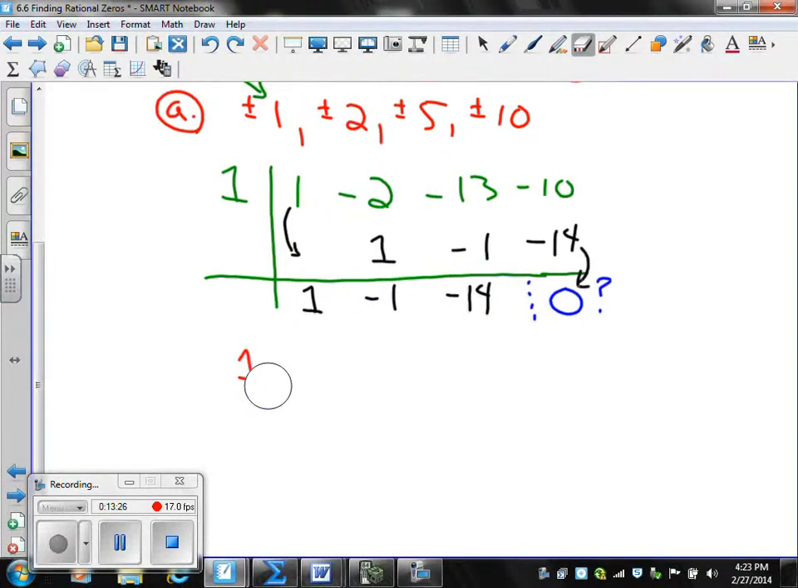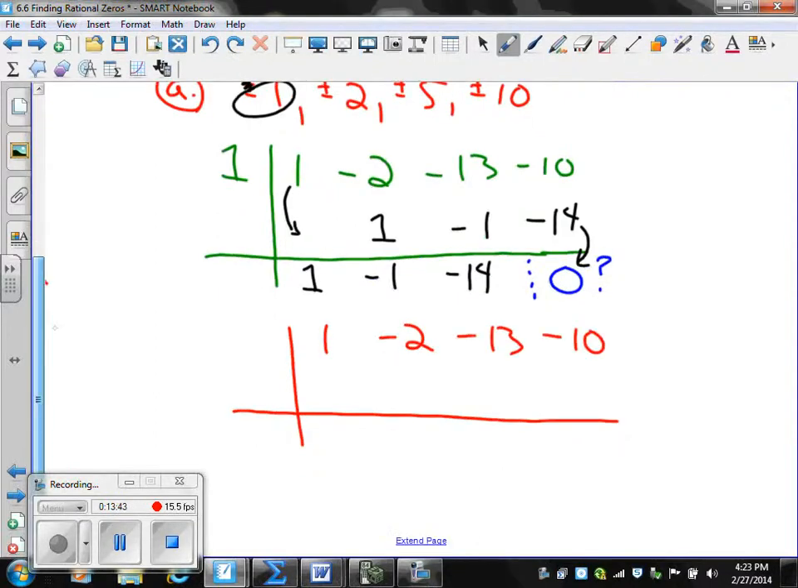Okay, so it looks like 1 is not going to be a 0 of our function. So essentially all this stuff that I just did here was really kind of for naught. I really need to do this again. I'm not going to try 1 now. I'm going to put all my coefficients up here again: 1, negative 2, negative 13, negative 10. And I'm going to go up to my list. I've tried positive 1, and that doesn't work. I'm going to try negative 1 now and see if that works.